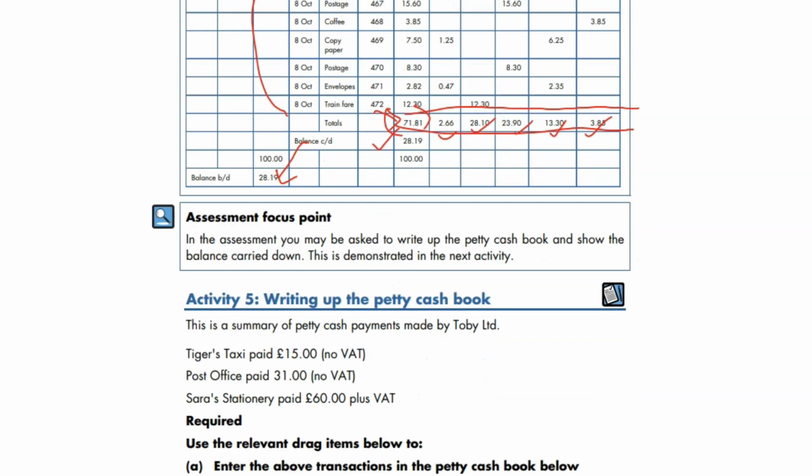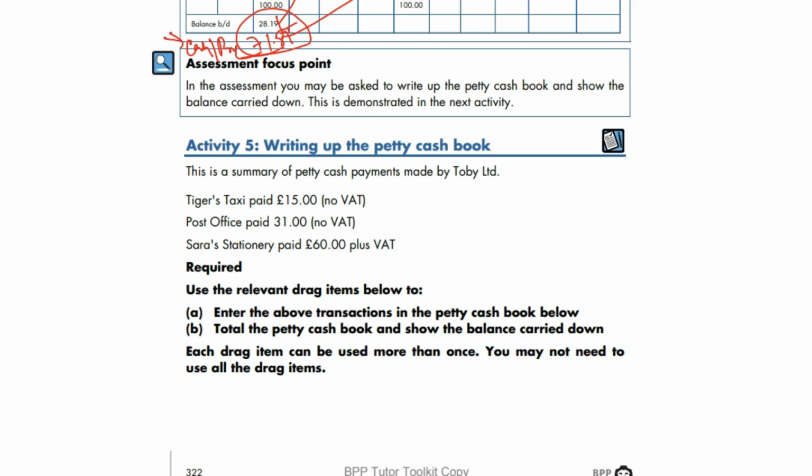Now, how much money should be restored from your cash or bank? Tell me. Yeah, this is 71.81. That should make it 100 again. Let's do an activity. Activity 5. Writing up the petty cash book.